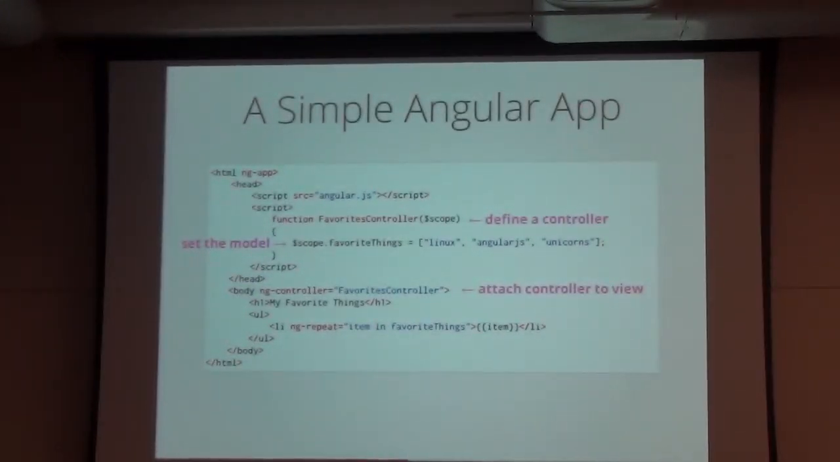Last up is the view, which in this case is just our body tag. So the body is our view in this case. We're associating that with the controller, and then within our view, we have access to everything that we put on the scope object. In this case, favorite things is an array, so we're looping through that array and outputting a list element for each item in the array, and then just outputting that item.